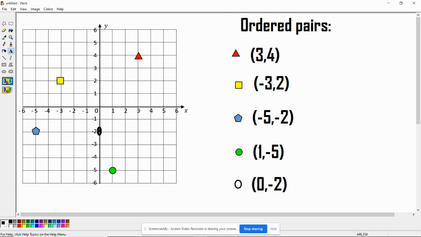Again, for the next week or so, when we do coordinate grids, I'm going to stick mostly to this section here, but I thought I'd introduce these quadrants because it's not that difficult.